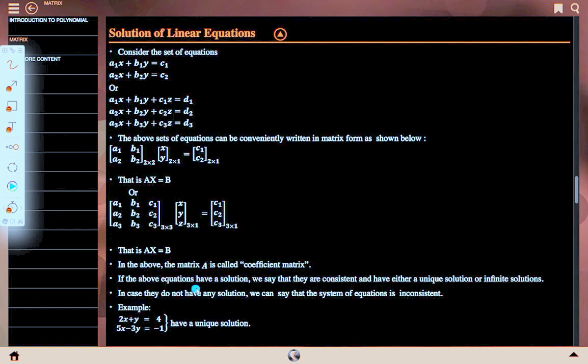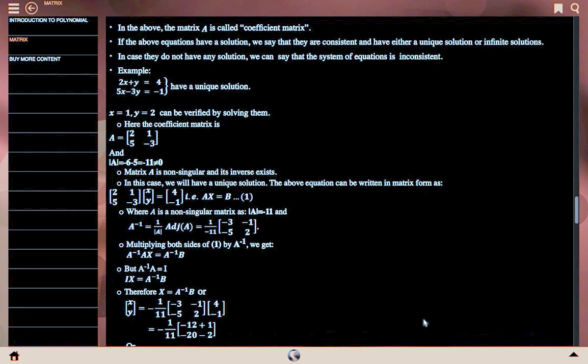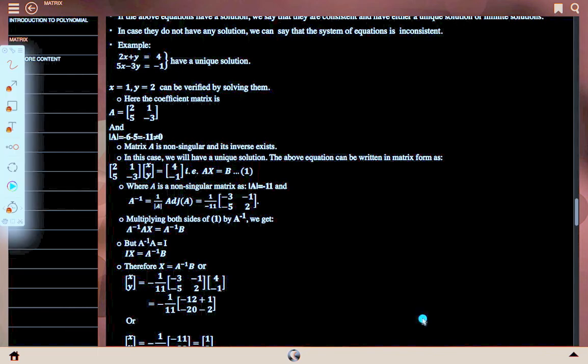If the above equations have solutions, we say that they are consistent and they have either a unique solution or infinite solutions. In case they do not have any solution, we say that the system of equations is inconsistent. Example: 2x plus y equals 4, 5x minus 3y equals minus 1 have a unique solution. x equals 1, y equals 2, which can be verified by solving them.